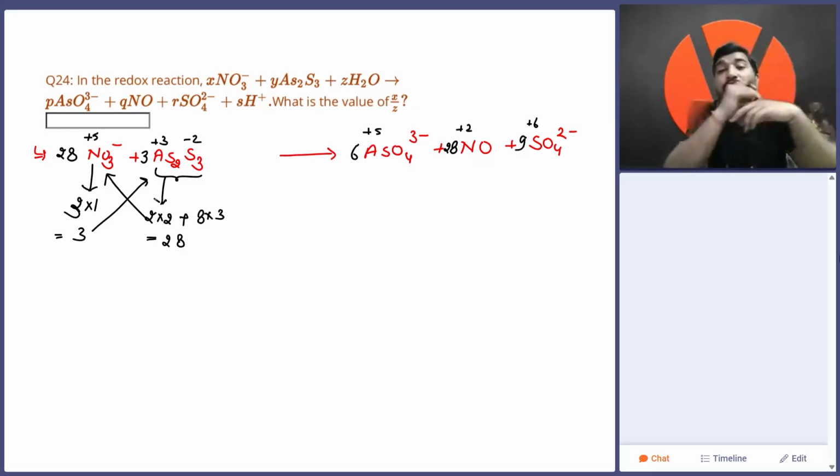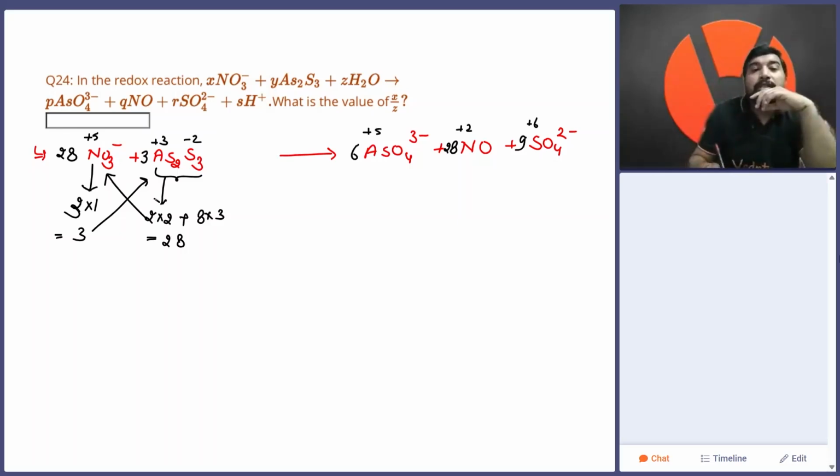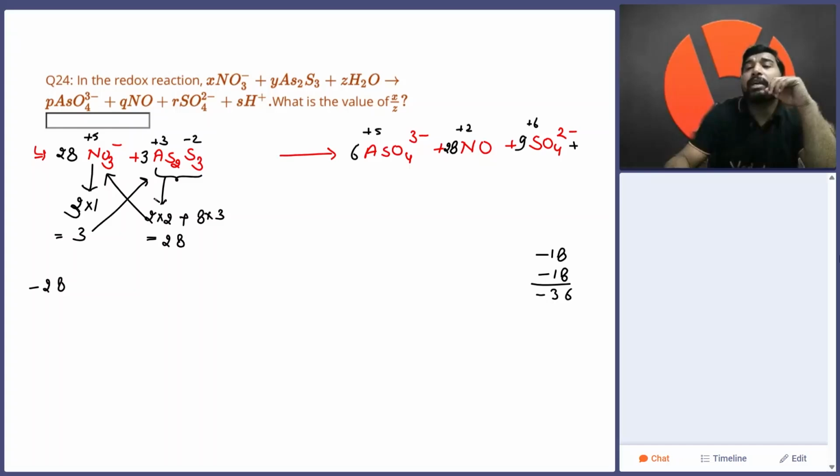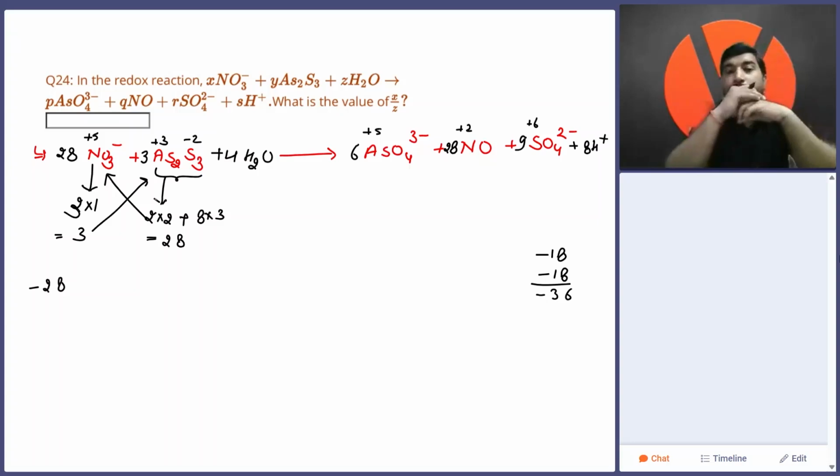Now we need to balance the charge. How much charge is present on the reactant side? That is -28. And how much charge on the product side? 6 3s are -18, and 9 2s are -18. So -18 -18 is -36. We just need to balance the charge on both sides. So just add 8H plus. For hydrogen, we just need to add water molecules, that should be 4H2O.